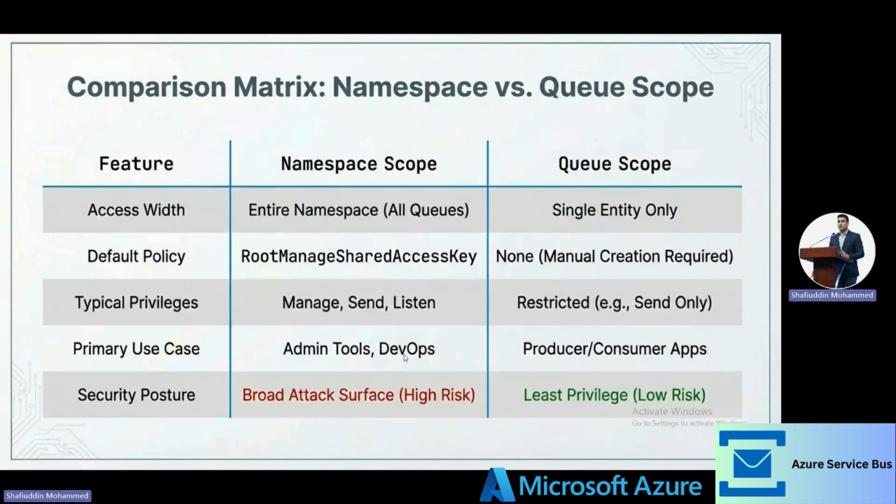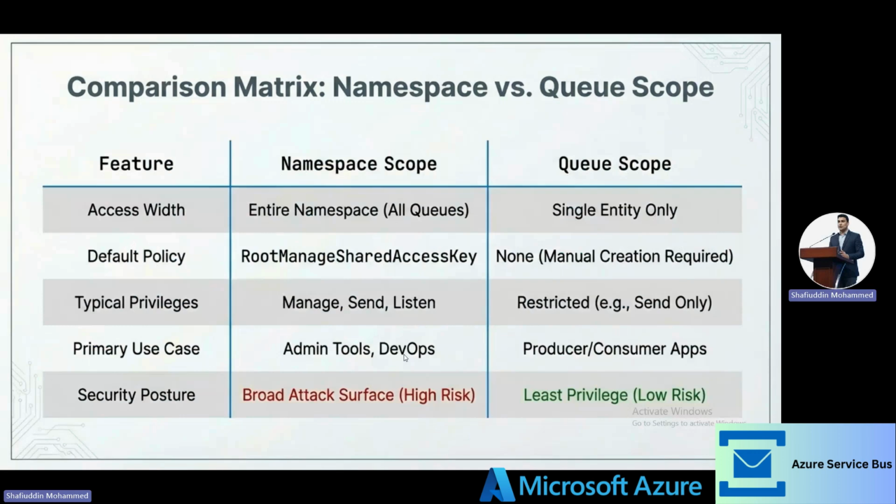Okay, so the security posture, as I told you in the initial stage, if you lose this namespace connection string, it will be a very big loss because it is high risk. But with queue scope, it will be limited risk.